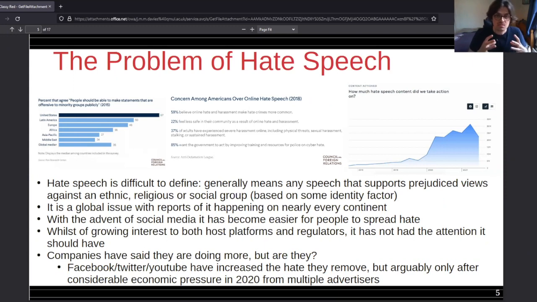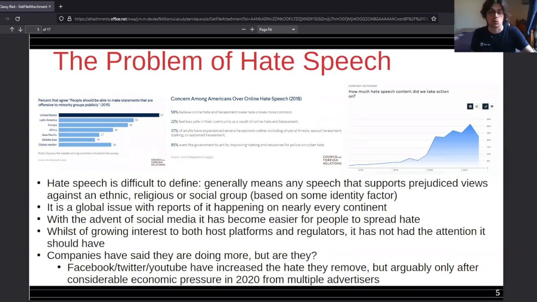And this is a concern amongst many people, if we return to America for a second. In 2018, the Anti-Defamation League, which is a wonderful organization, put forward these findings, where 59% of people believe online hate and harassment make hate crimes more common. We'll come to some evidence of that a bit later on. 22% feel less safe in their community because of it. 37% of adults have actually experienced severe harassment online. And 85% want governments and government bodies to act by improving training and resources for police on cyber hate. So this is something that people do want.